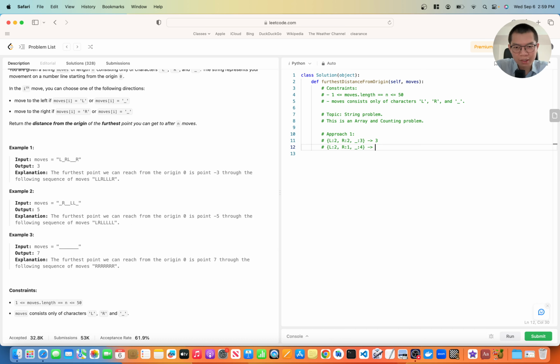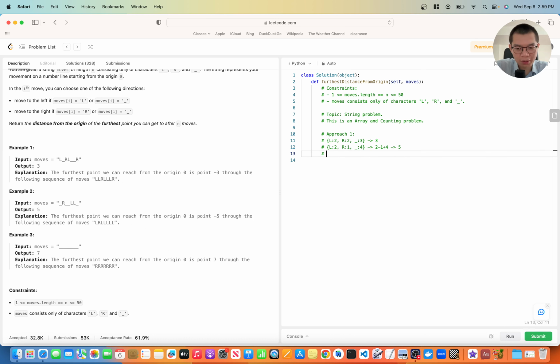Well, the left and the rights, they cancel each other out, right? So 2 minus 1 is 1. So we know from here that 1 of the left cancels this 1 on the right, but we still have 1 left move, and then there's 4 underscores, which obviously are going to be all lefts, and so 2 minus 1 plus 4 would also give you 5, right? That seems like the right answer.